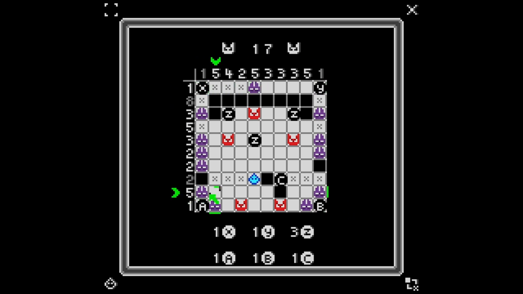Also, you see A and B, one of them has to hit both of these bunnies because otherwise A and B would both be 3. So now we know one of them is 2 and the other is 4. That lets us fill in this column. And now we can start looking at the Z bombs.